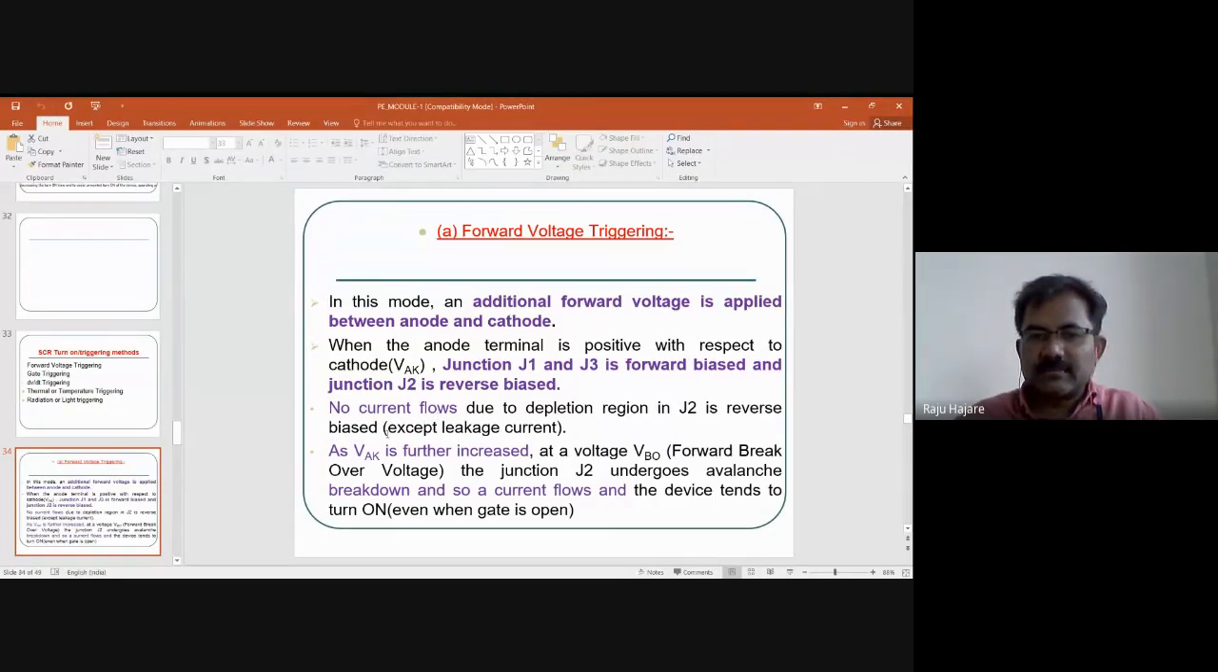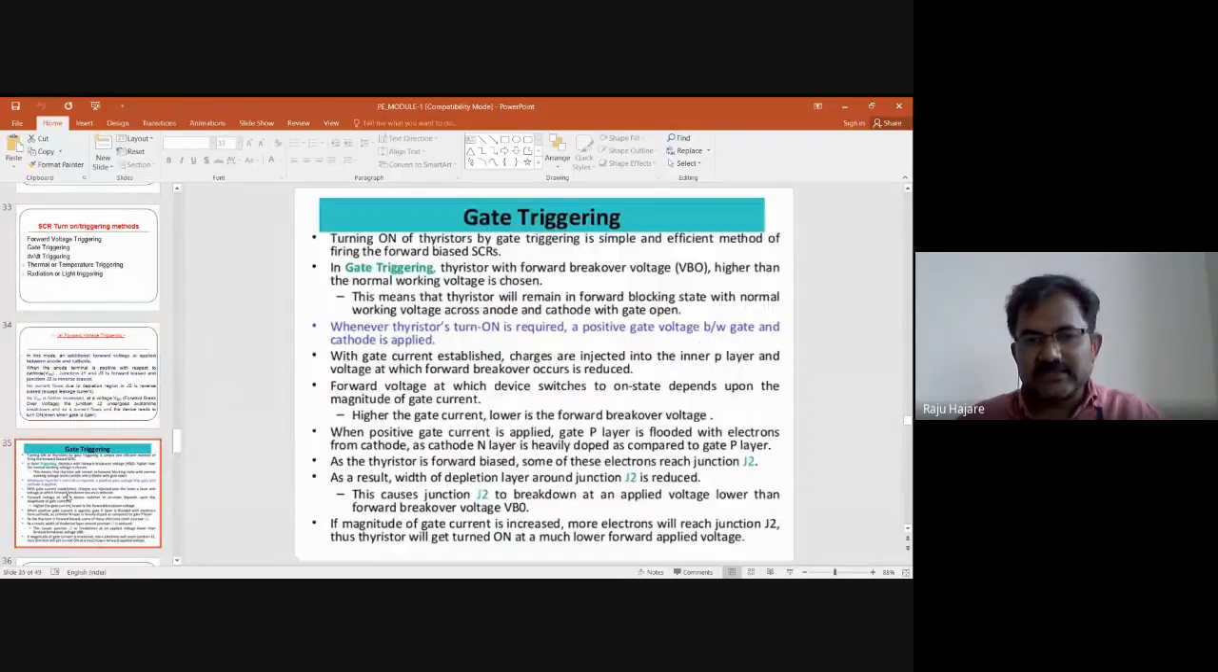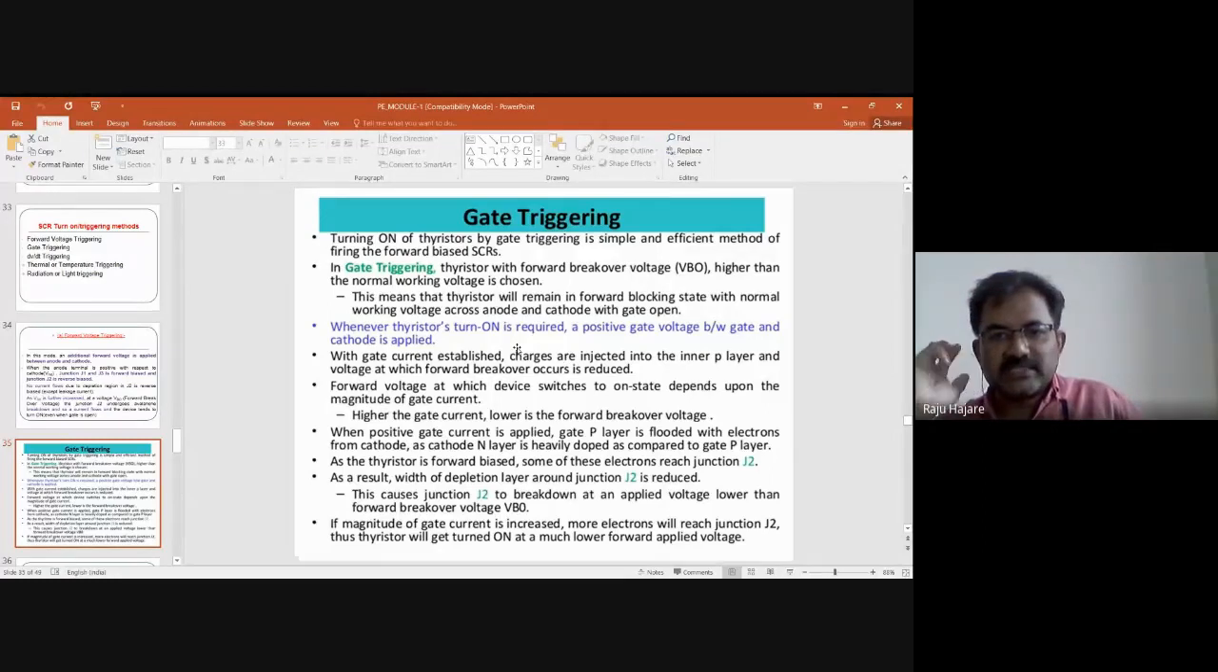That's why this method is not preferred, as no current flows due to the depletion region in the J2 junction, which is reverse biased. Whatever small current flows in the forward blocking state of a device, we call it leakage current, right? But if you increase the voltage applied, the J2 junction breaks down and you can observe the current flow, and it is possible to turn on the device, but it is not a preferred method. Correct? No need to discuss it again and again, right?